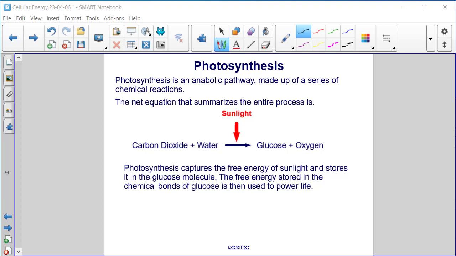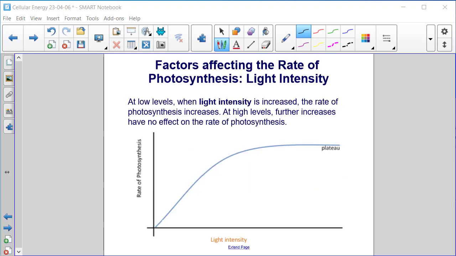Photosynthesis captures the free energy of sunlight and stores it in the glucose molecule. The free energy stored in the chemical bonds of glucose is then used to power life. Factors affecting the rate of photosynthesis: light intensity.